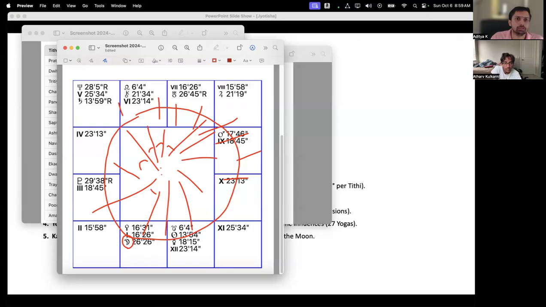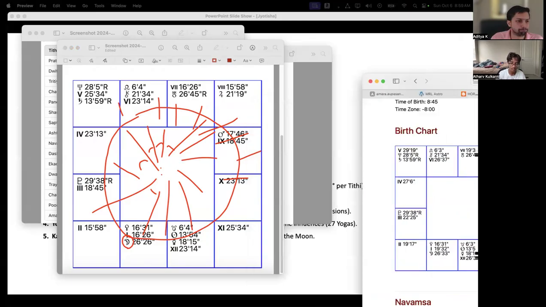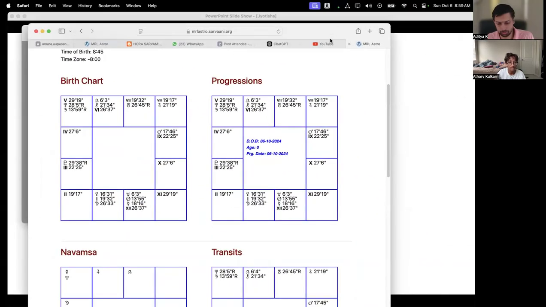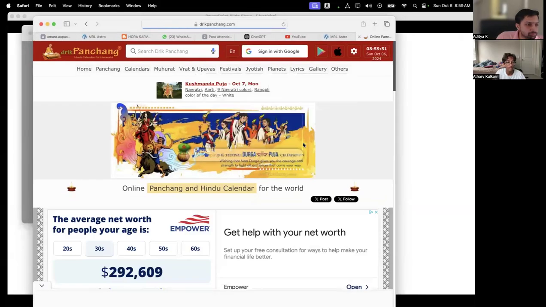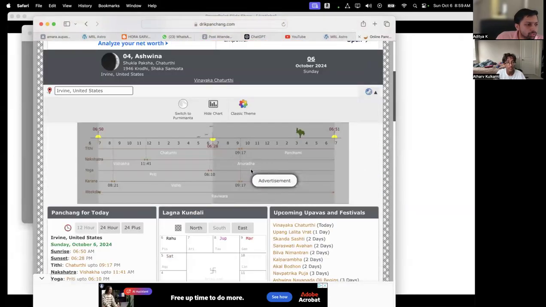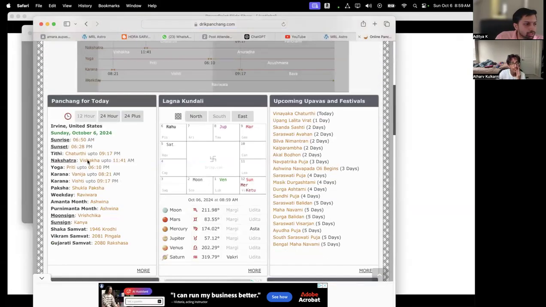Okay. So, what is the nakshatra today? What is the easiest way of finding out the nakshatra today? The easiest way would be to just go to dikpanchang.com. Change the city name to Irvine. It will be very clear. Vishaka. The nakshatra is Vishaka.